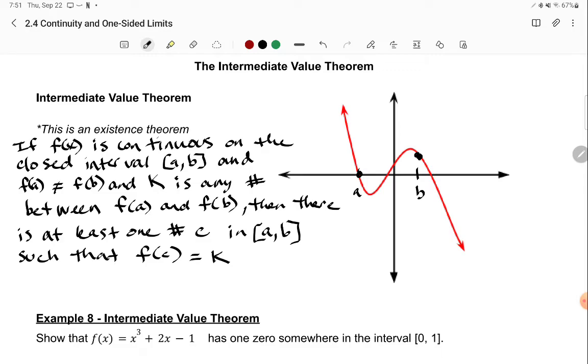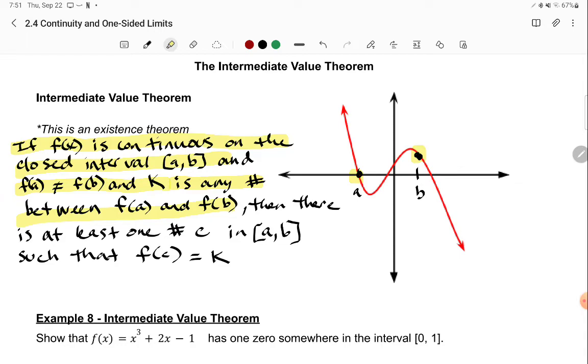So I'm just going to read what it says to you first, and then we'll go over what it means. It says if a function is continuous on the closed interval of a to b. So here's our closed interval, a to b. F of a and f of b are not equal. That means the y values are not the same. So on my graph over here, you notice a and b have different y values. And k is any number between f of a and f of b.